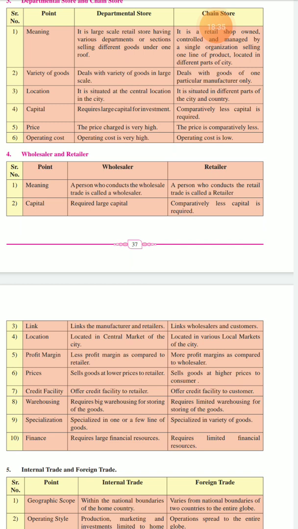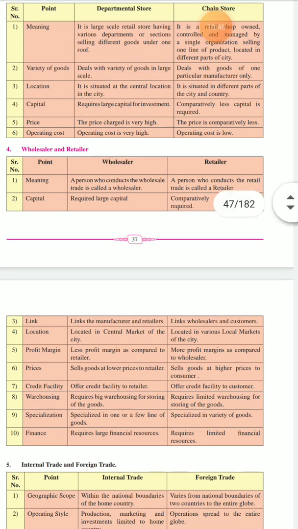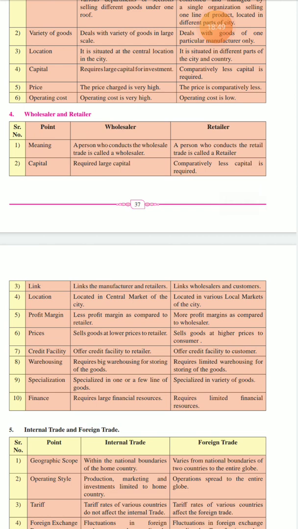Credit facility: wholesalers offer credit facility to retailers. Retailers offer credit facility to customers, because they are dealing with the customer directly, so they will provide credit facility to their customers. Warehousing: wholesalers require big warehousing for storing of goods. Retailers require limited warehousing for storing of their goods.